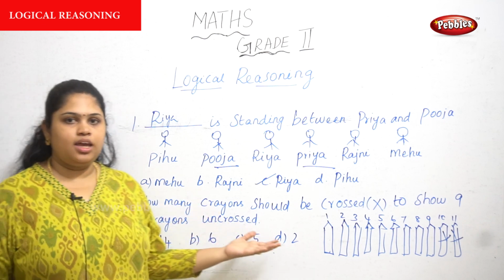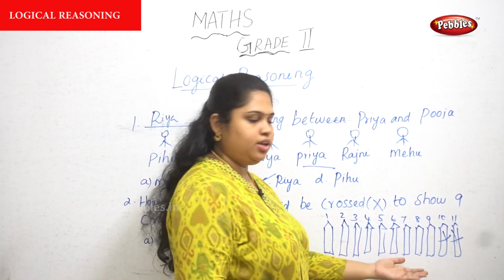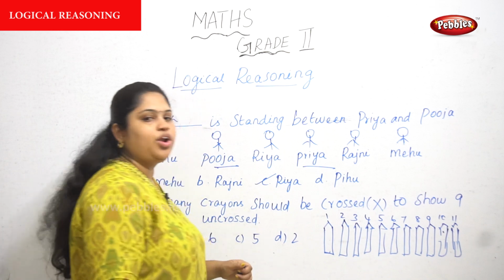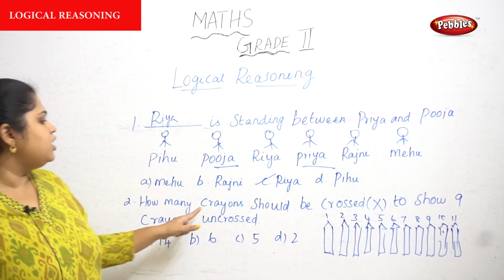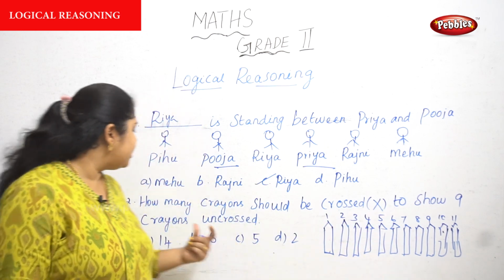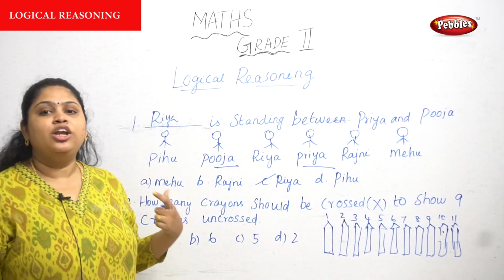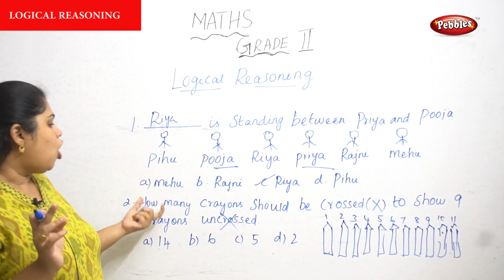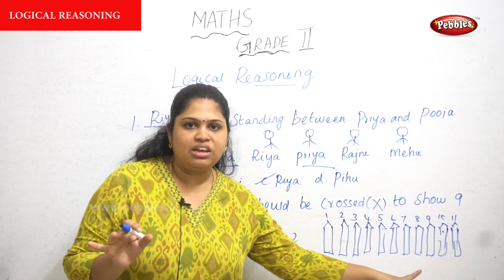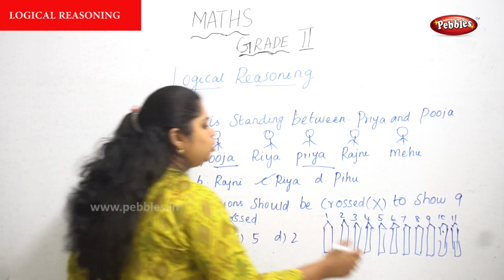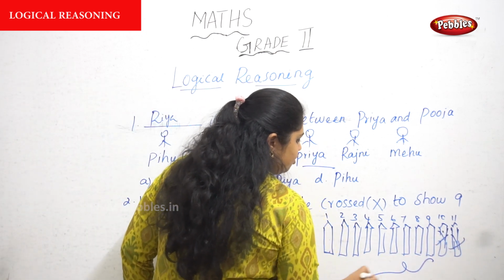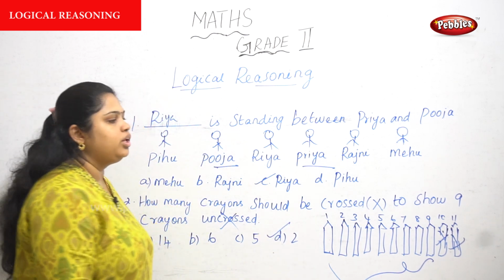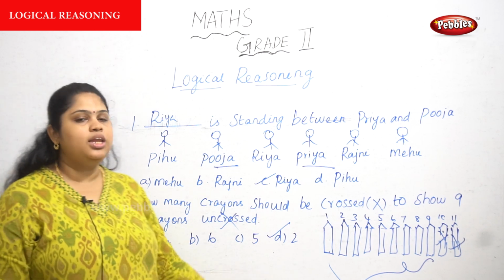Okay, let's move on to the second one. See here, 11 crayons were given, and I'm making a diagram. The question is how many crayons should be crossed to show 9 crayons uncrossed. Uncrossed is an unnecessary word, we don't care about it. Only 2 crayons are crossed to show the remaining 9 crayons uncrossed. So option D is the answer.